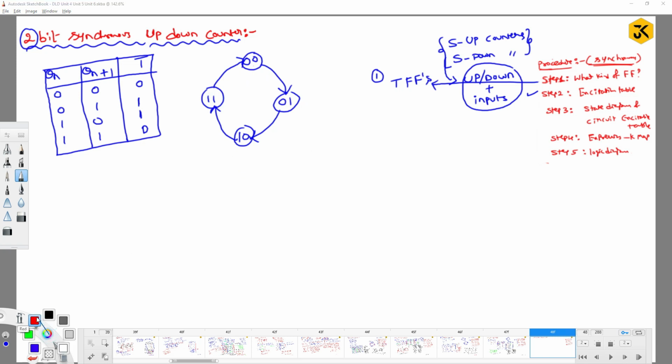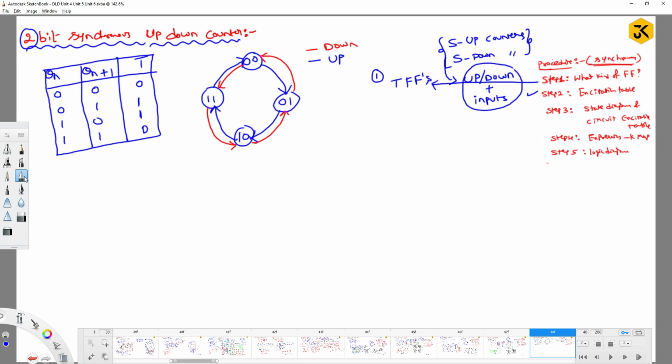When you go with the down counter, what is going to happen? If we are at 1 1, it will move to 1 0. If we are at 1 0, it will move to 0 1. If we are at 0 1, it will move to 0 0. If we are at 0 0, it will move to 1 1. So red color indicates the down counter and blue color indicates the up counter. This is the state diagram. Once we draw the state diagram, we can go on to the excitation table.